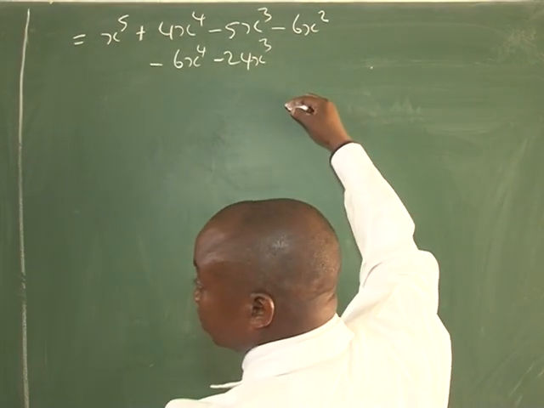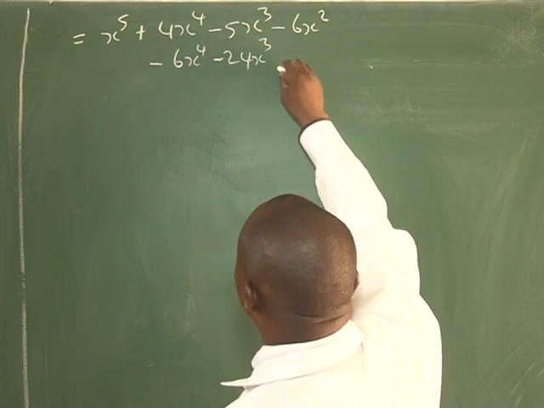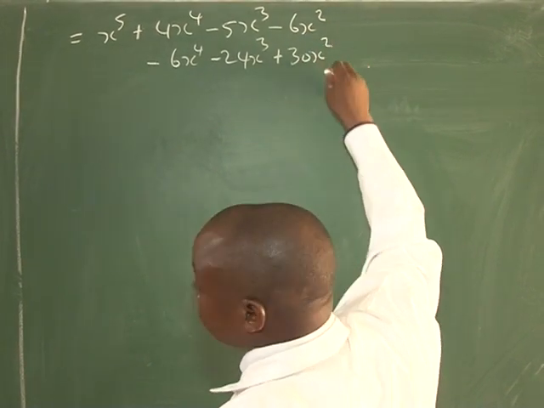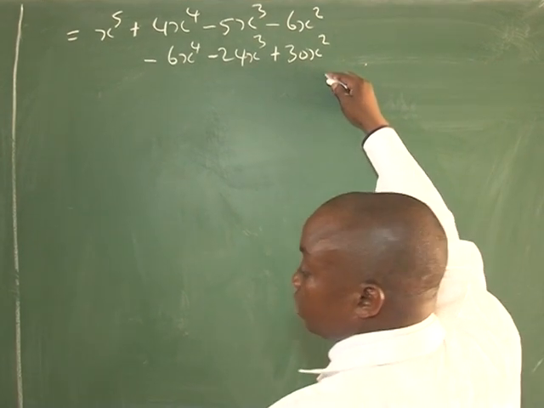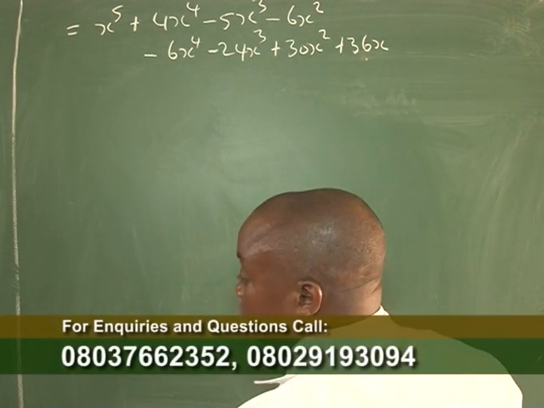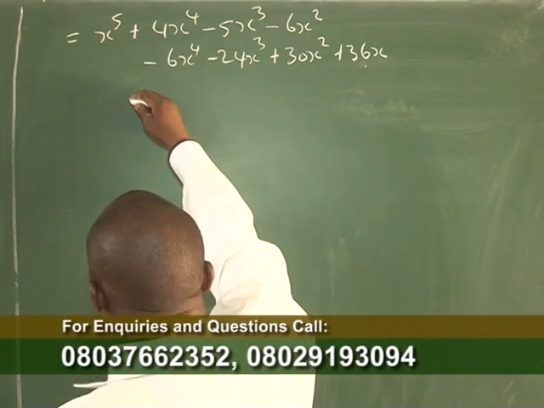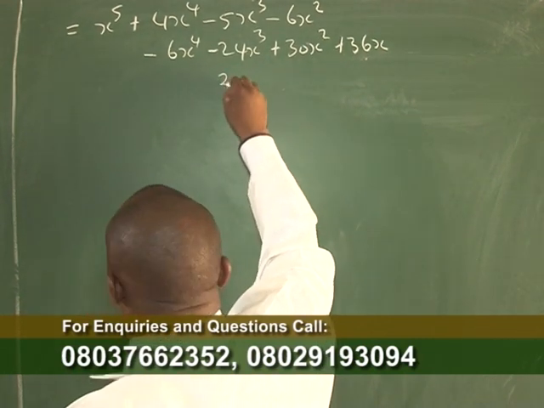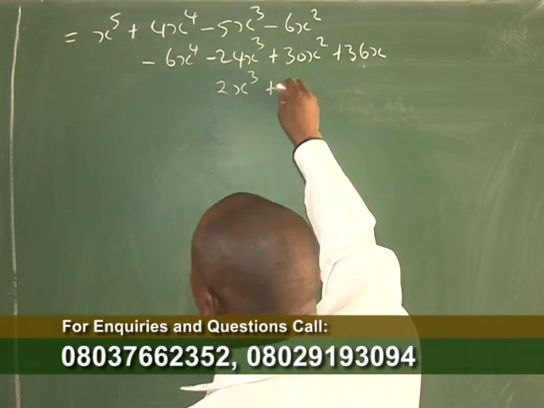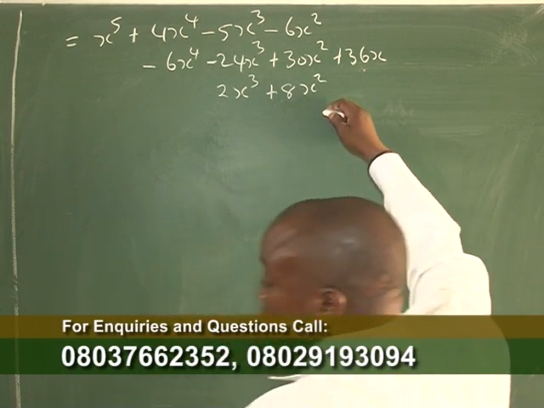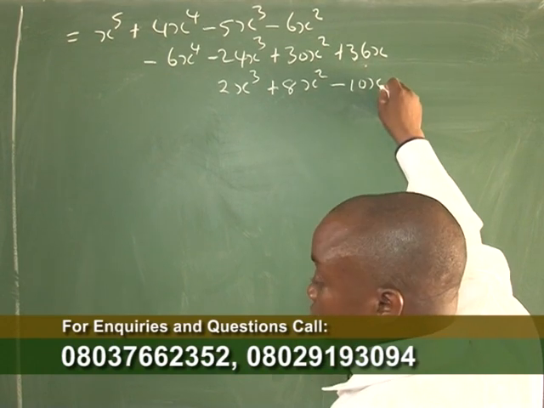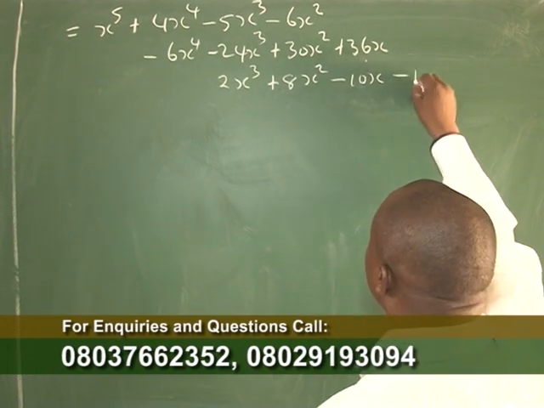Minus 6x times minus 5x gives us plus 30x raised to the power 2. Minus 6x times minus 6 will give us plus 36x. Then the last one, we use 2 to multiply x cubed, and we'll have 2x cubed. 2 times 4x squared gives plus 8x squared. 2 times minus 5x gives minus 10x. 2 times minus 6 gives minus 12.